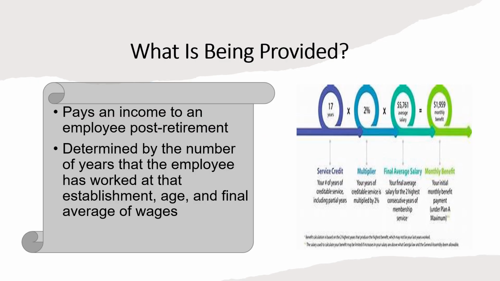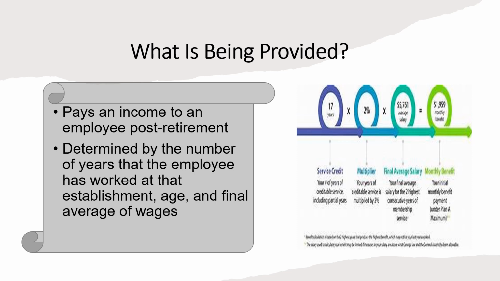The Defined Benefit Plan is a retirement plan that pays an income to an employee post-retirement. This amount is determined by the number of years that the employee has worked at the establishment, age, and final average of wages. So how this is calculated is that a retirement plan formula specifies annual retirement benefits as a percentage of the final average salary.